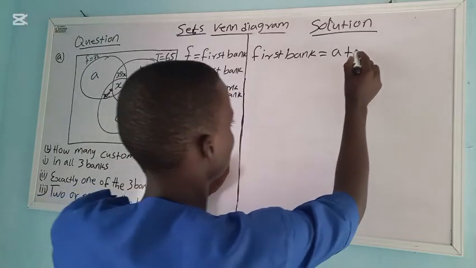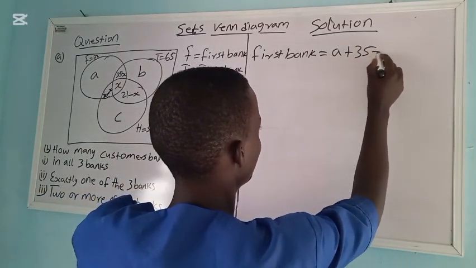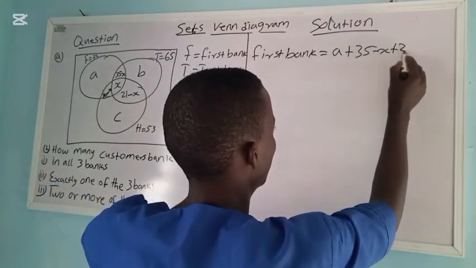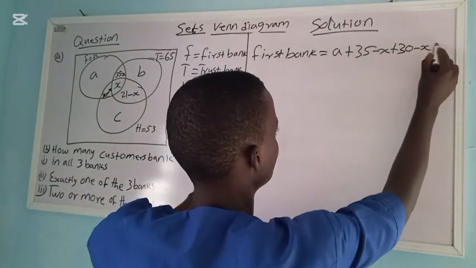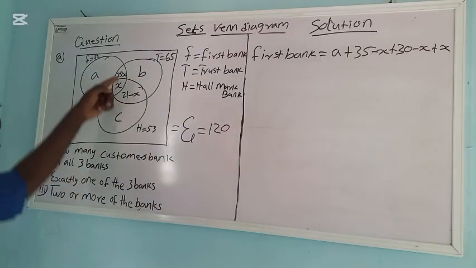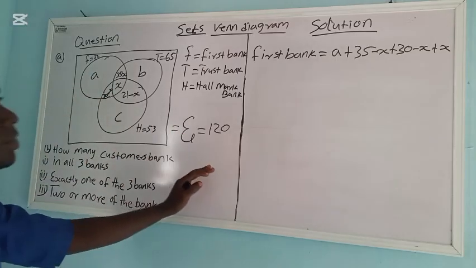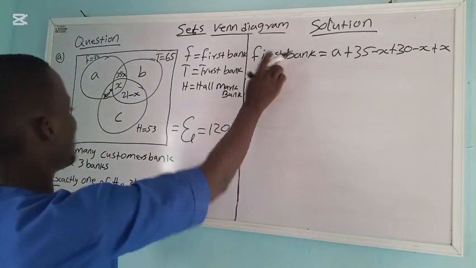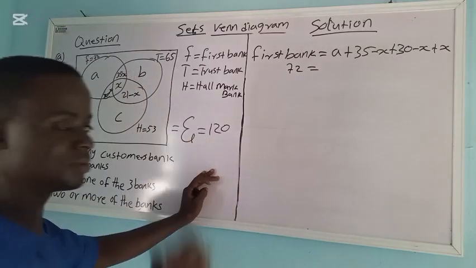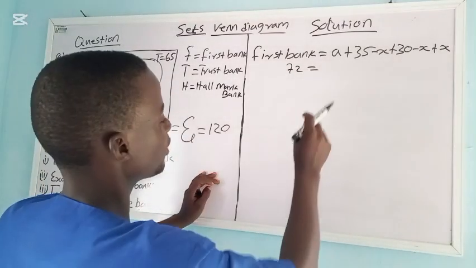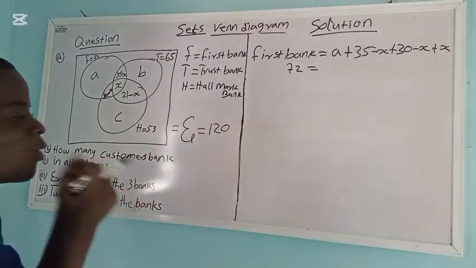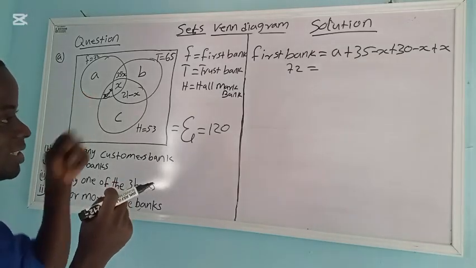plus 35 minus x plus 30 minus x plus x. We will not use this one because it is not in the cycle of the first bank, so it's only these that we use. Then for the first bank, I put 72, which equals that. Do you get it? So this A is exactly the people that use only the first bank.